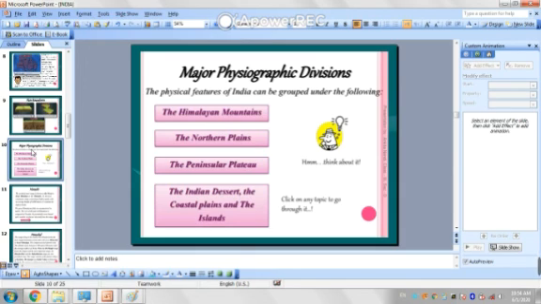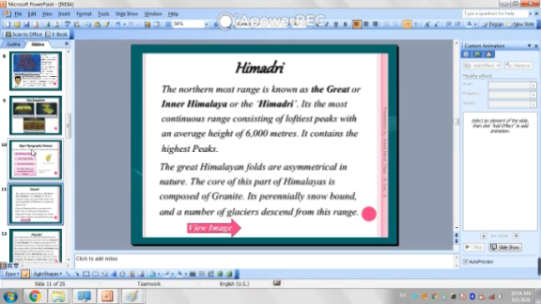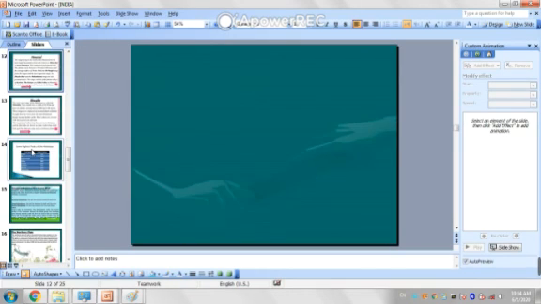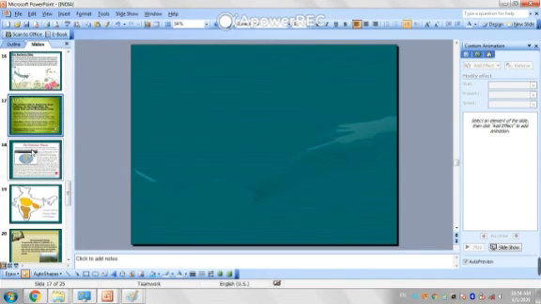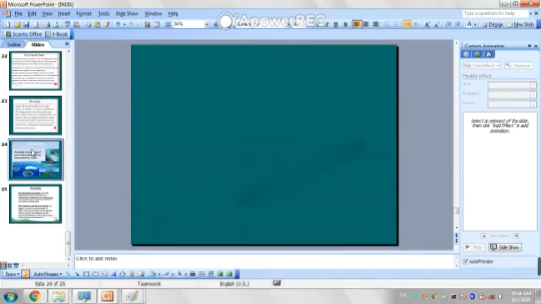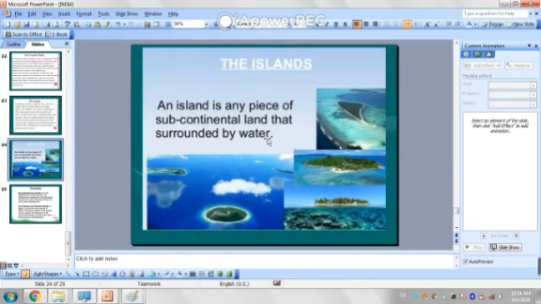Okay, so we already discussed the Himalaya mountains, Himadri, Himachal, and the Shivalik. We already covered the northern mountains. So this is your class 9 geography syllabus. In the end, we also covered the islands.